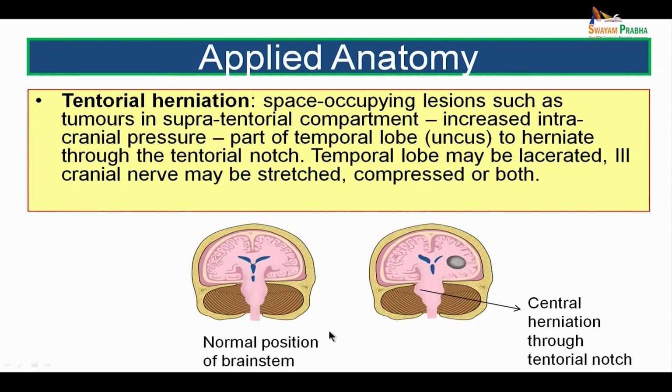The picture here shows us a coronal section passing through the normal position of the brainstem, and what we see here is central herniation of the brain tissue through the tentorial notch so that it comes into the infratentorial compartment. So, that is tentorial herniation of the brain tissue.